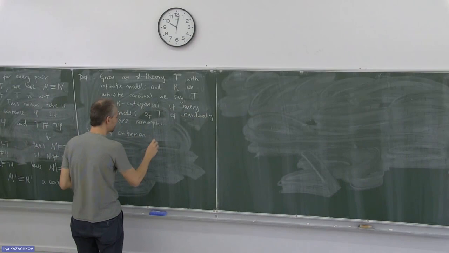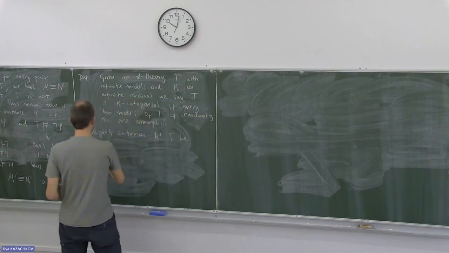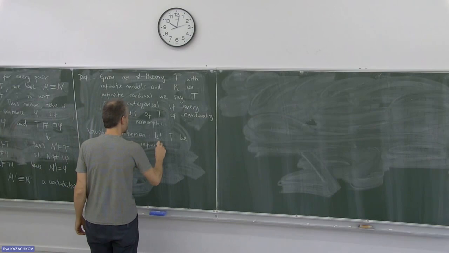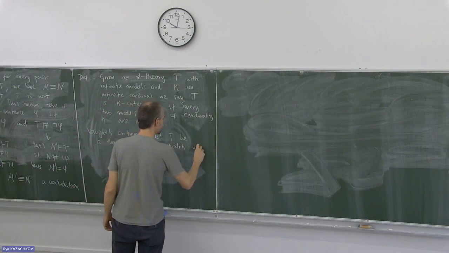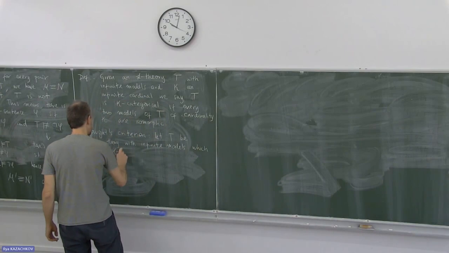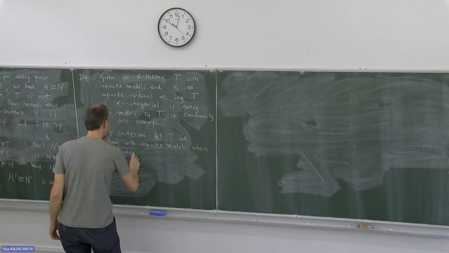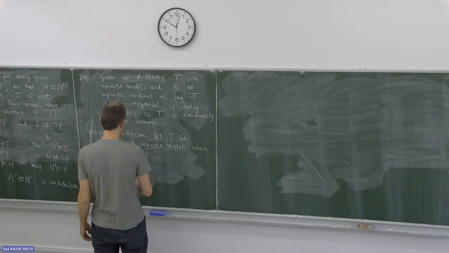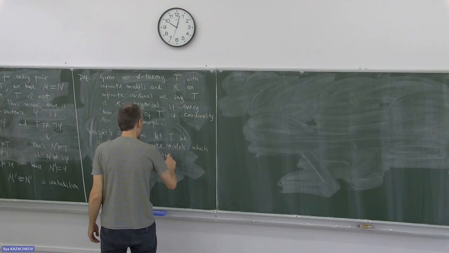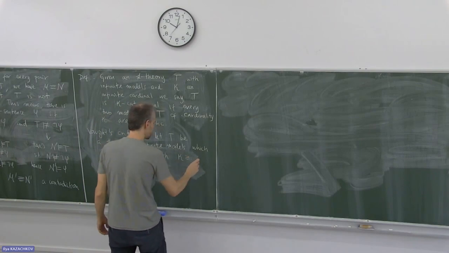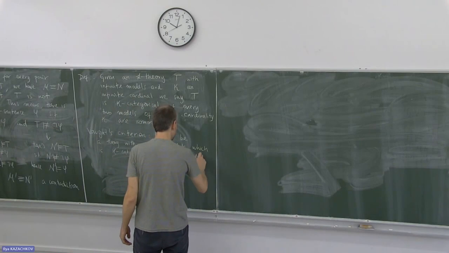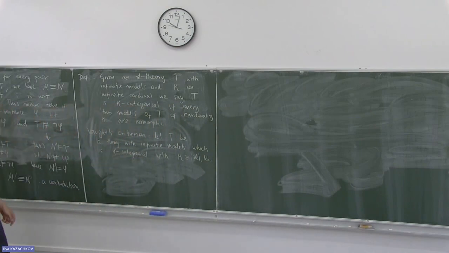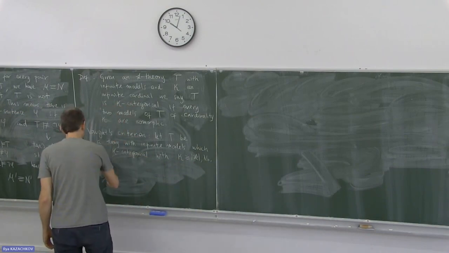Okay, Vaught's criterion says, let T be a theory with infinite models which is kappa categorical. Categorical for kappa, of course, again an infinite cardinal. I have to be precise, with kappa at least bigger than the cardinality of the language and aleph zero. It has to be infinite, but it also must be bigger than the cardinality of your language. Then T is complete.